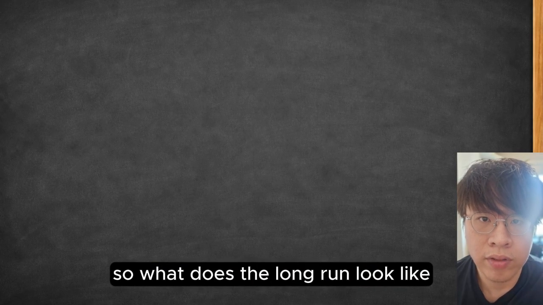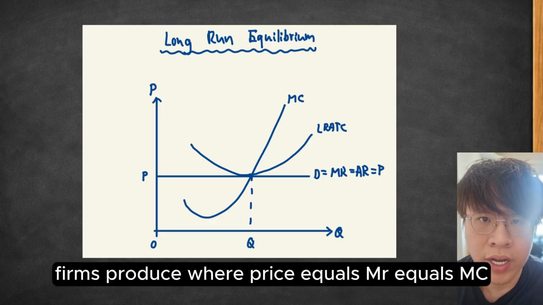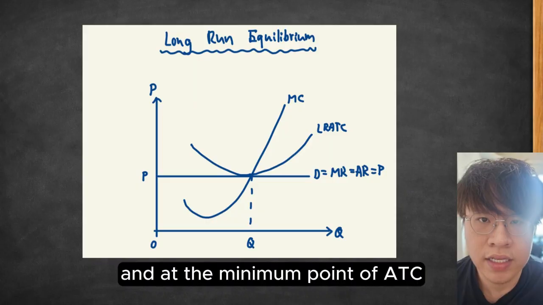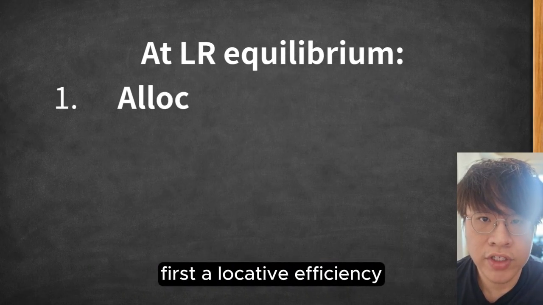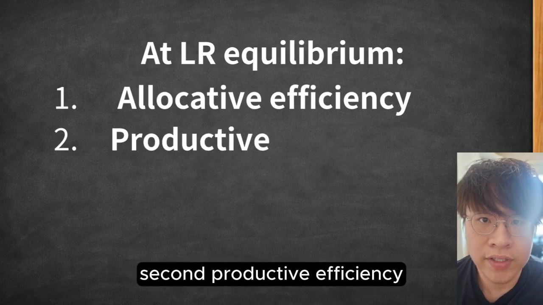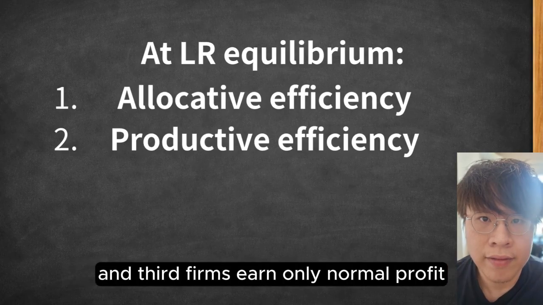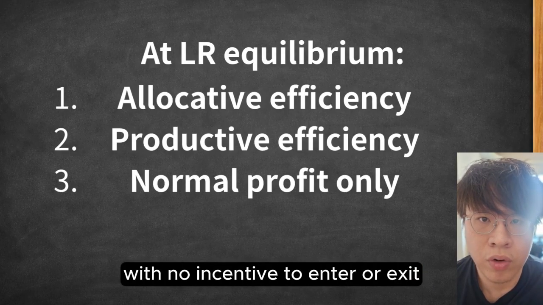So what does the long run look like in the end? In long-run equilibrium, firms produce where price equals MR equals MC, and at the minimum point of ATC. This outcome has three key features. First, allocative efficiency, because price equals marginal cost. Second, productive efficiency, because firms produce at the lowest possible average cost. And third, firms earn only normal profit, with no incentive to enter or exit.